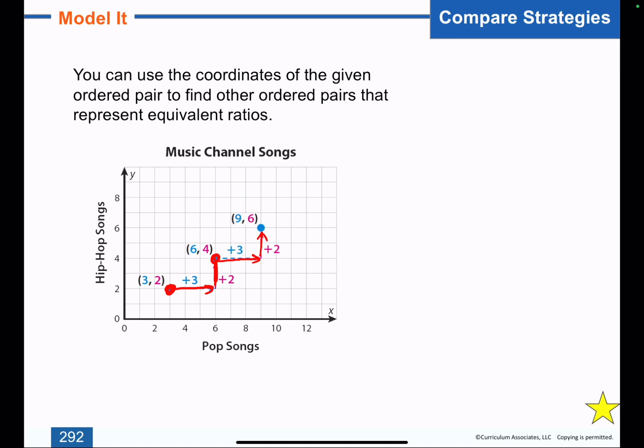And the question was, for every 12 pop songs, how many hip-hop songs? So we increased it by another 3. That gets us to 12 pop songs. Every 3 pop songs increases our hip-hop songs by 2. And that places us at this point here, which is a 12-to-8 ratio, or as an ordered pair, 12, 8 as a location on our coordinate plane. So now we have a 12-to-8 ratio. That's 12 pop songs to 8 hip-hop songs.